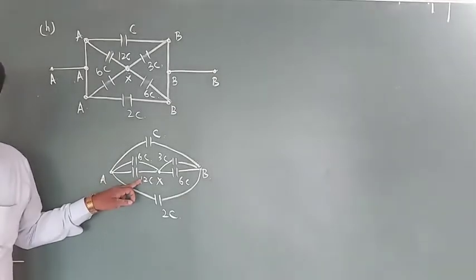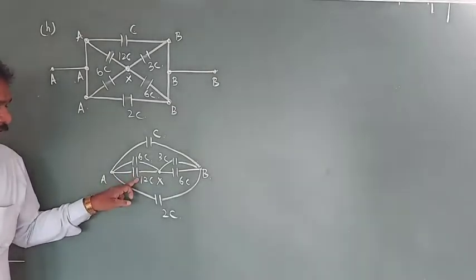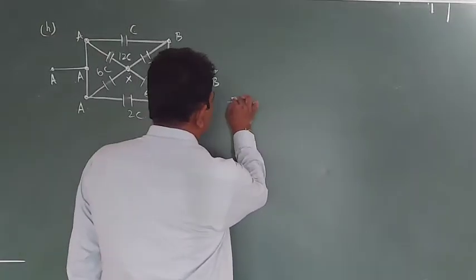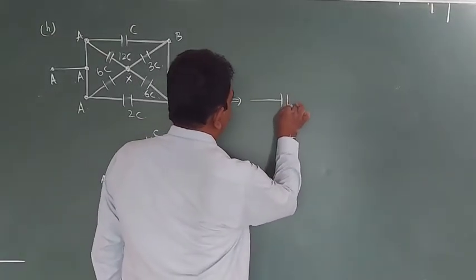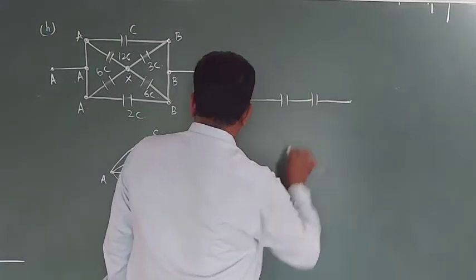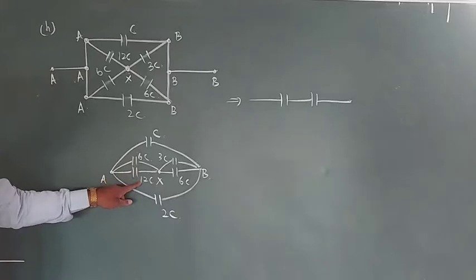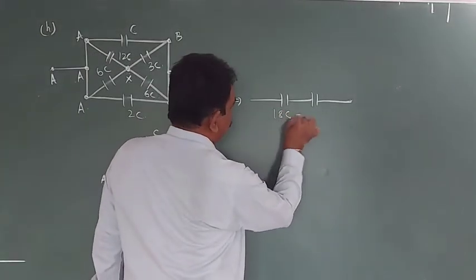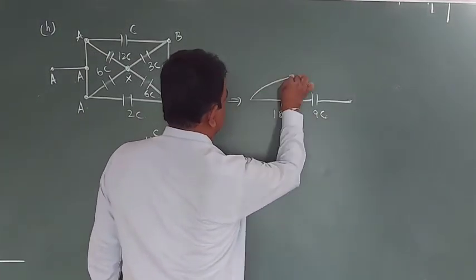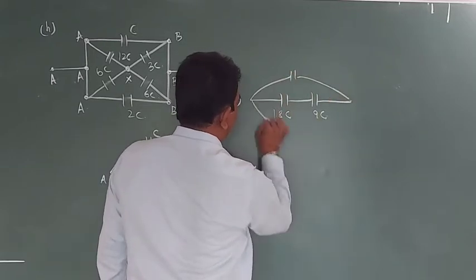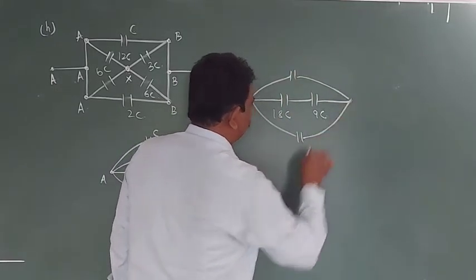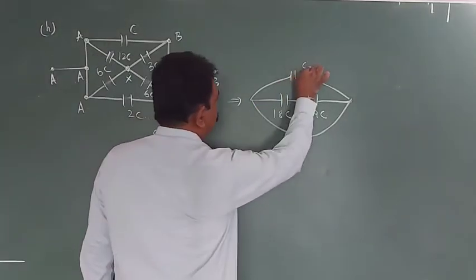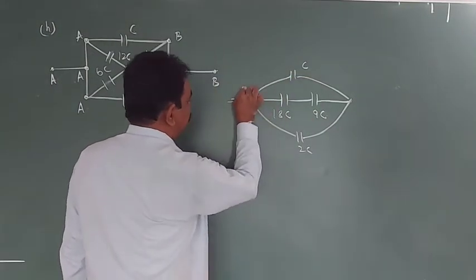6C plus 12C, this will be 18C. This is 9C. If we redraw the circuit, what will we get? 6C plus 12C means 18C. This will be 9C. Here one capacitor, here one capacitor. This is C, this is 2C. The point is clear, understanding.